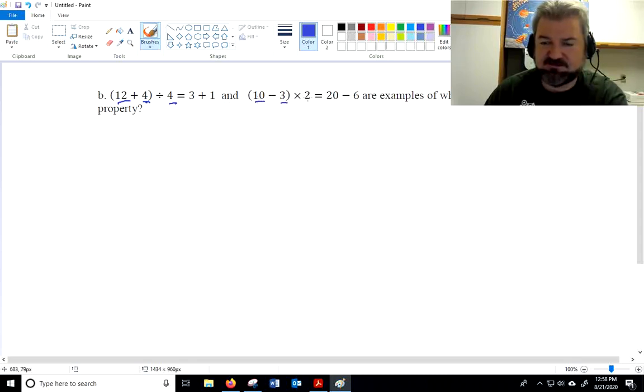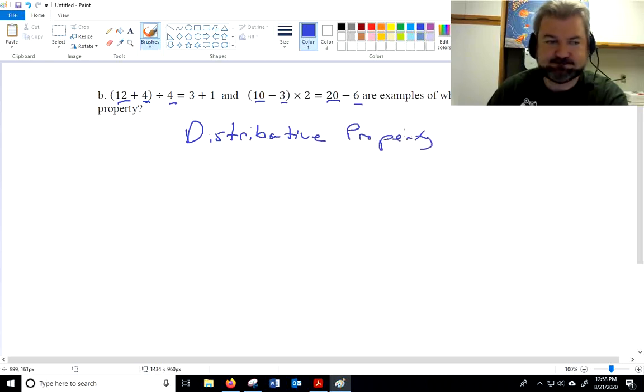We took 10 minus 3 and we multiplied each one of them and got 20 minus 6. So that is the distributive property. Okie dokie.